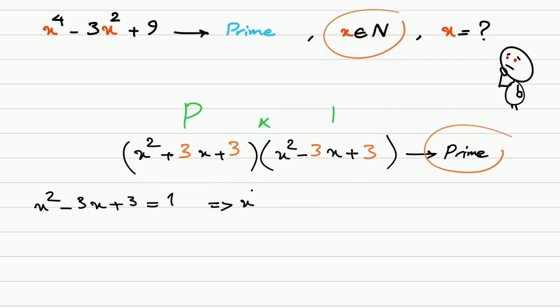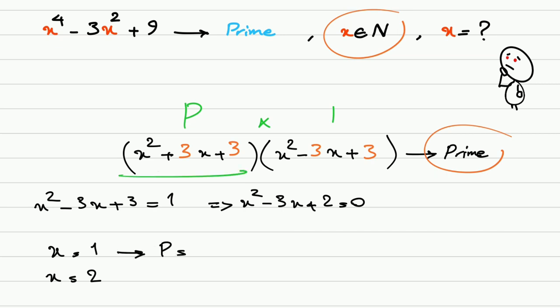So x squared minus 3 times x plus 2 is 0. Solving this, x is 1 or x is 2. Let's see which one works. If x is 1, then p, the prime number, this one, will be 1 squared plus 3 times 1 plus 3, and that's 7. That is a prime number, so x is 1 is one of the answers.